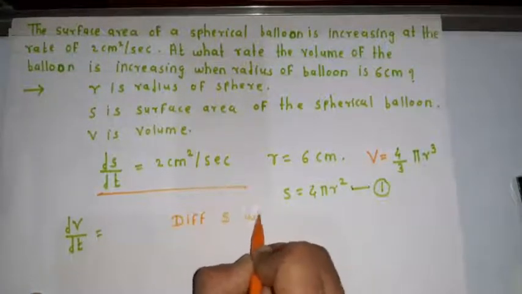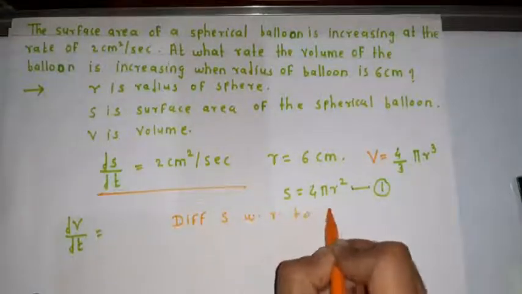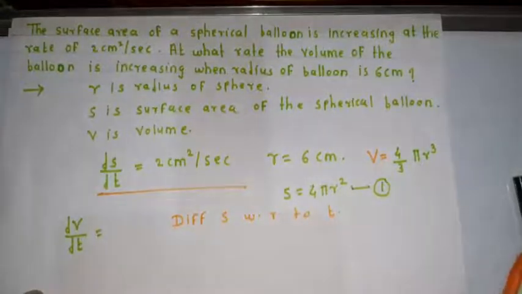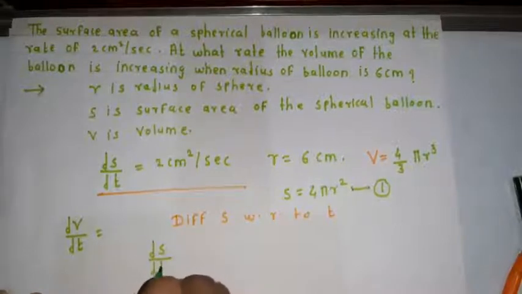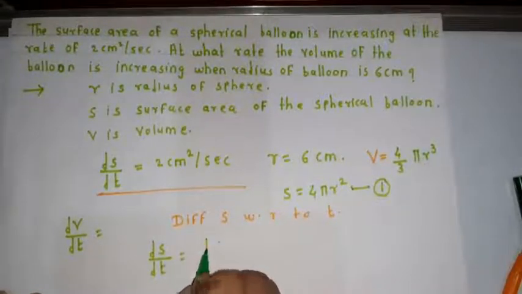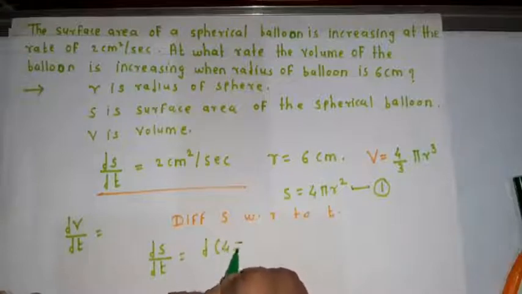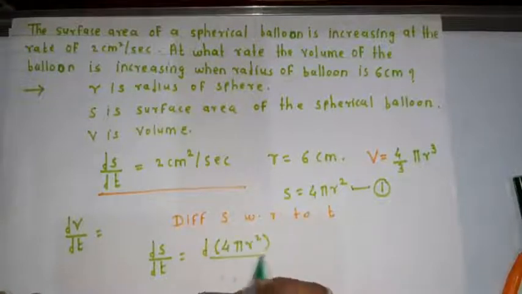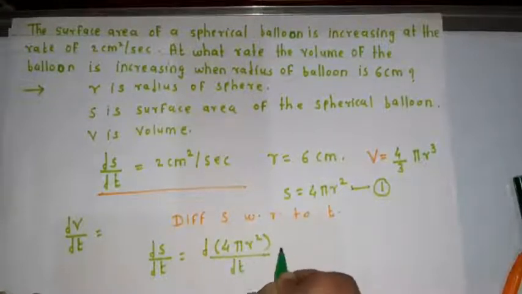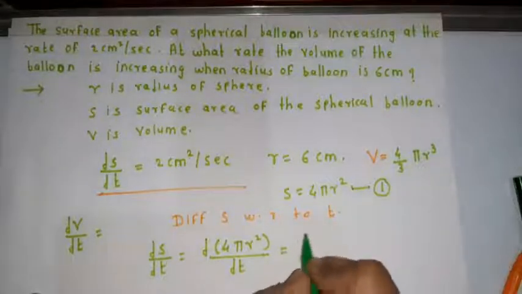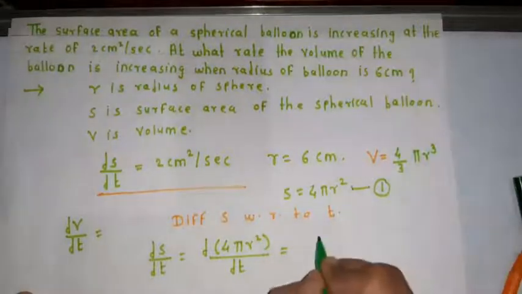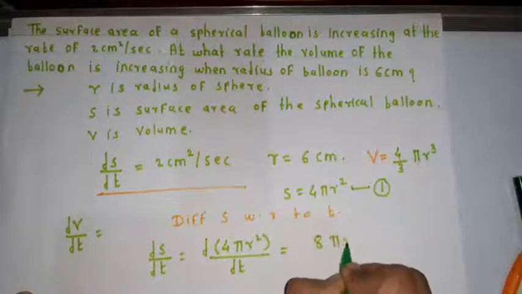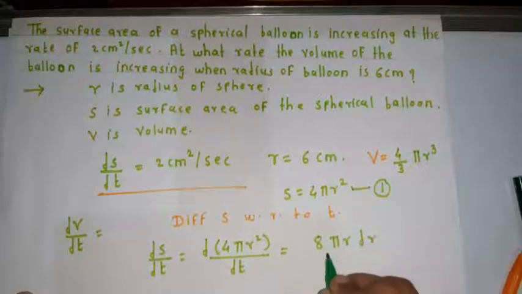Differentiate s with respect to t. We will get ds by dt equal to the differentiation of 4 pi r square with respect to t. Again, 4 pi is constant, the differentiation of r square is 2r, and r with respect to t, so that is 8 pi r dr by dt.